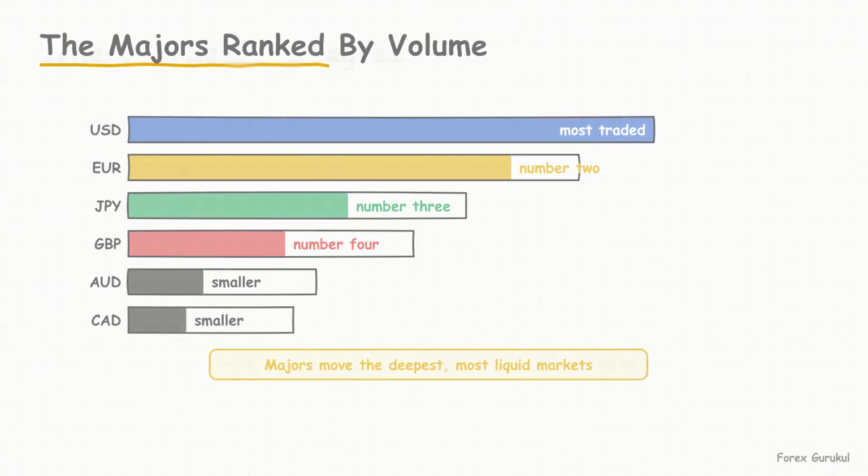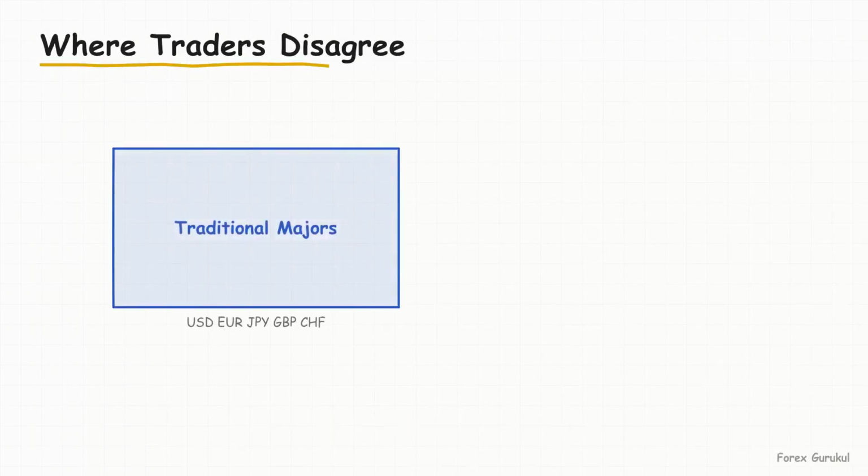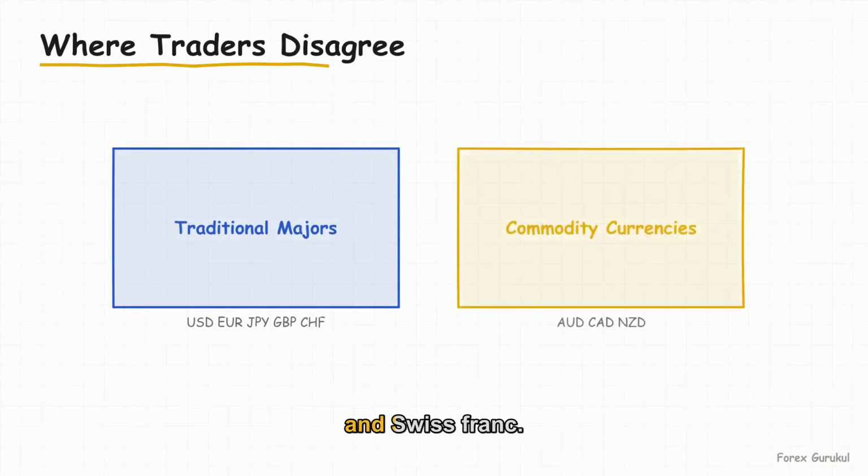Here is something worth knowing before you go looking for a definitive list online, because you will not find one everyone agrees on. Some traders keep a tight list of majors, just the dollar, euro, yen, pound, and Swiss franc. Other traders and other trading books lump the Australian dollar, Canadian dollar, and New Zealand dollar in as commodity currencies.